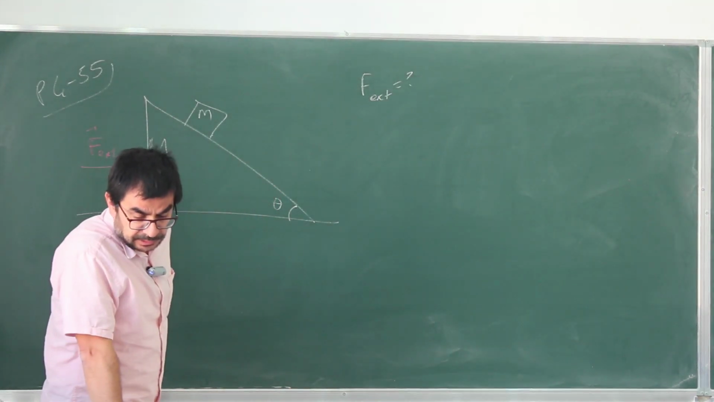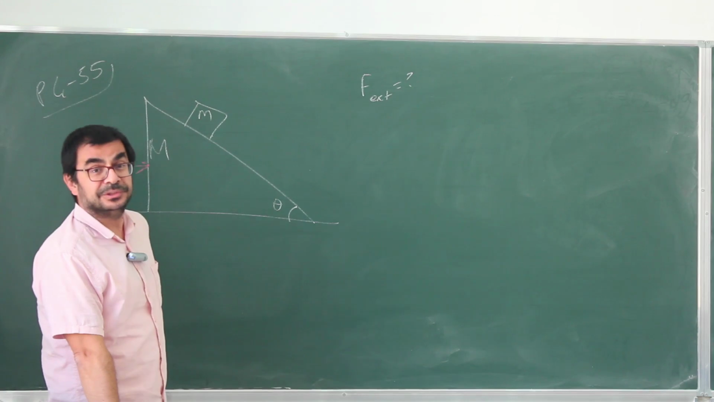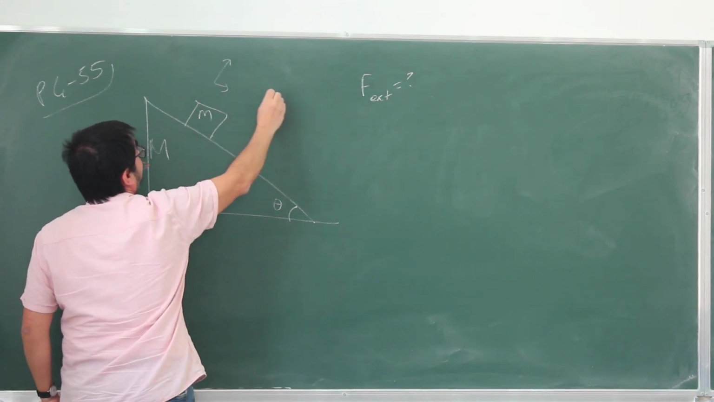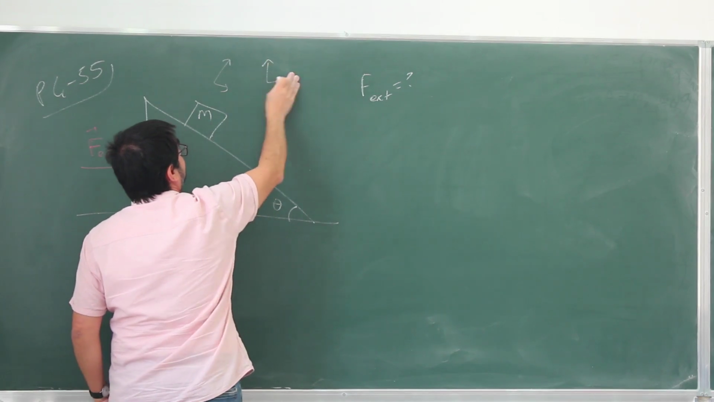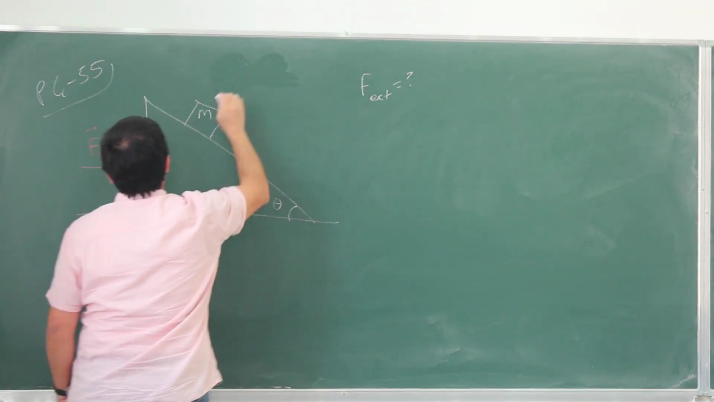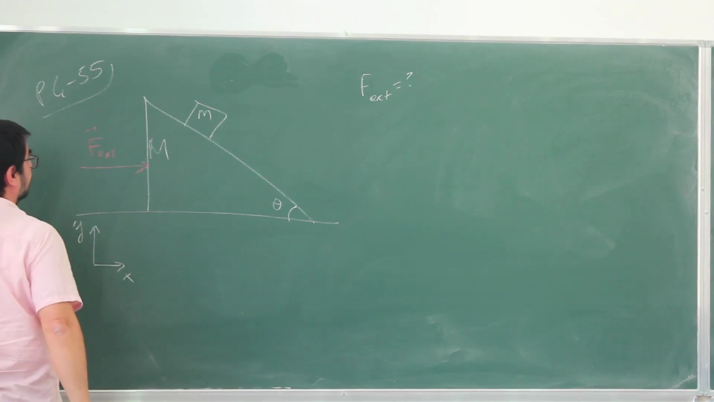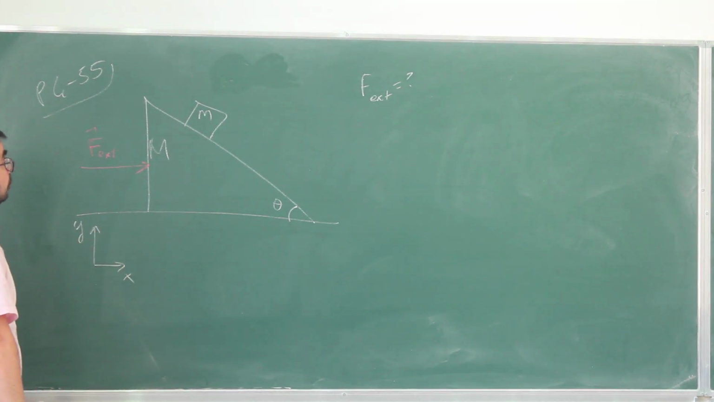Take the x and y axis horizontal and vertical. So typically in an incline, we take this coordinate system. They are not telling us to take this coordinate system. Okay? Sure, why not? Let's take this coordinate system. Now, how would you approach this problem?